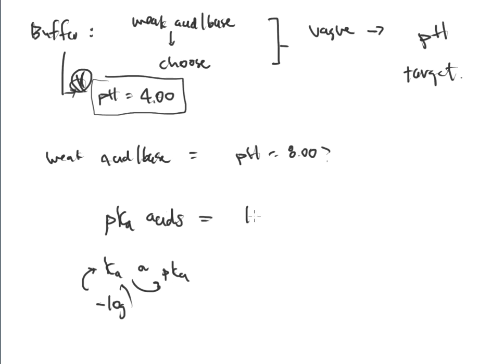And what I do is I want to choose one of the acids that's plus or minus 1 from the expected pH range.